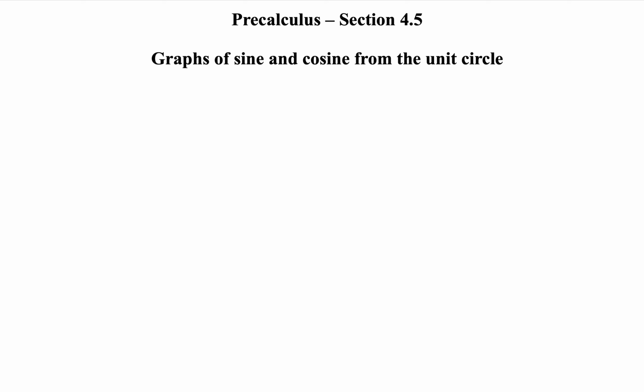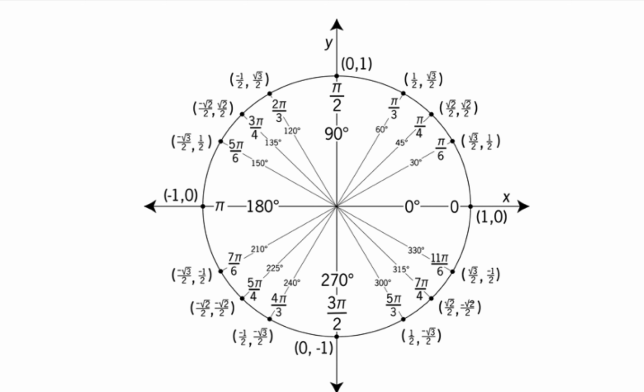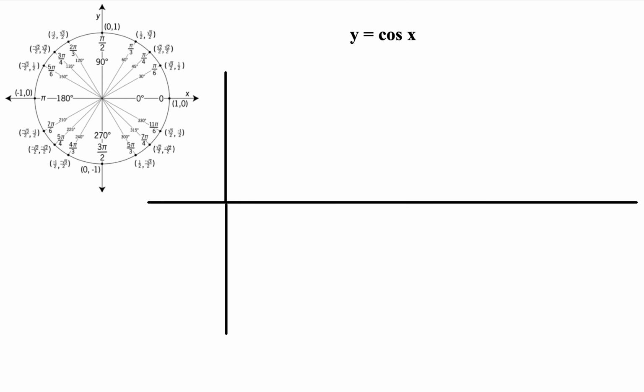So what we're going to talk about now is how to construct graphs of sine and cosine from the unit circle. So don't forget, this is the unit circle. Sine represents the y values, and cosine represents the x. Now, in a fit of alphabetical, we're going to start with y equals cosine x, where x represents the angle, right?